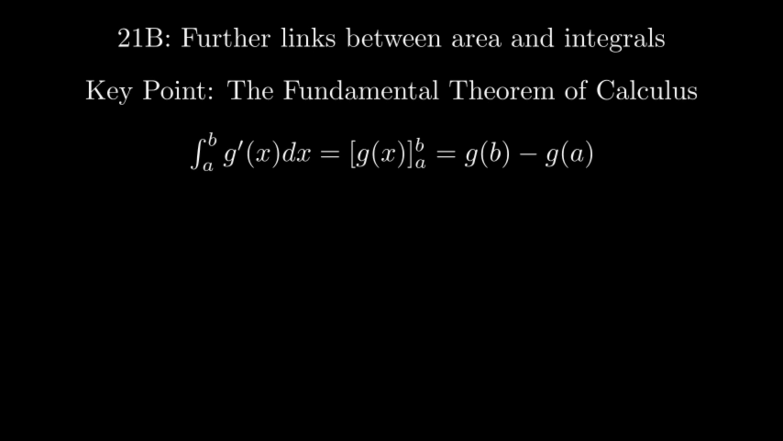It's not at all obvious why finding an area should have anything to do with reversing differentiation. This connection was discovered independently by Isaac Newton and Gottfried Leibniz in the 17th century, and it revolutionized mathematics. So let's explore why this incredible theorem is true.